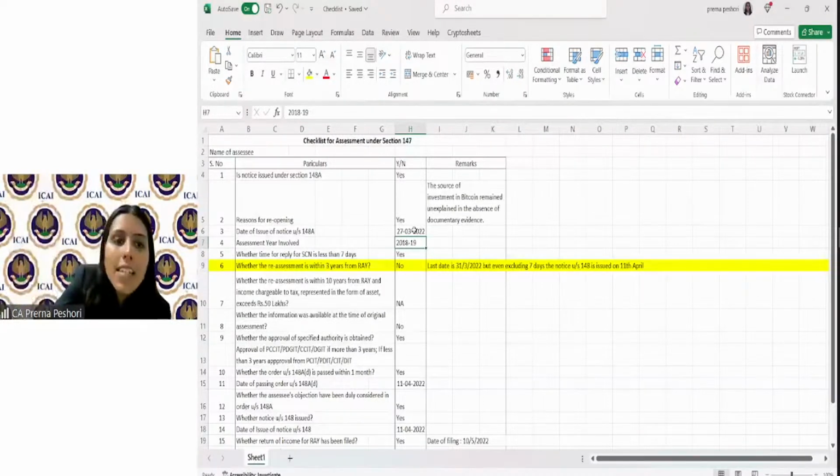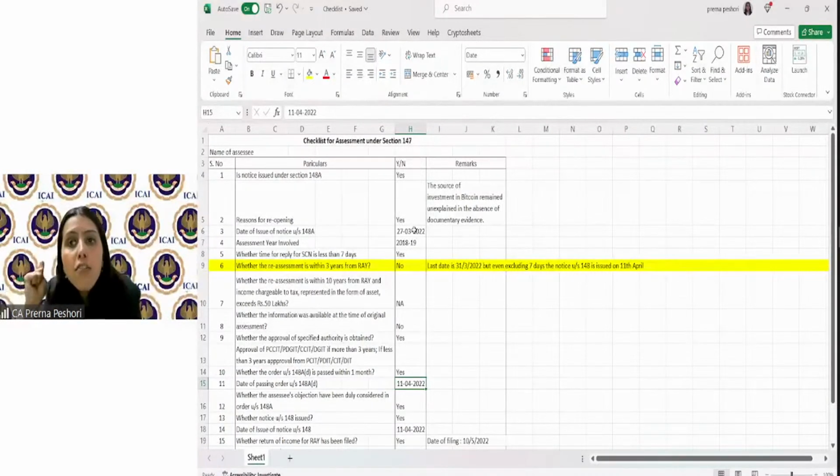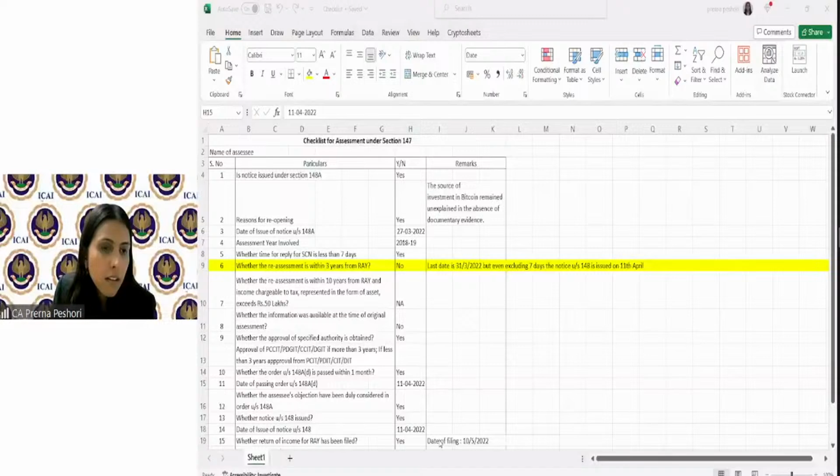And we were given only 7 days to reply, or maybe 5 days to reply. Now the date of passing the order, if you look at it, is 11th April 2022. So in this case, even after excluding the time to reply, we extended the time by 7 days, which was falling on 7th of April. But the notice was issued on 11th of April.